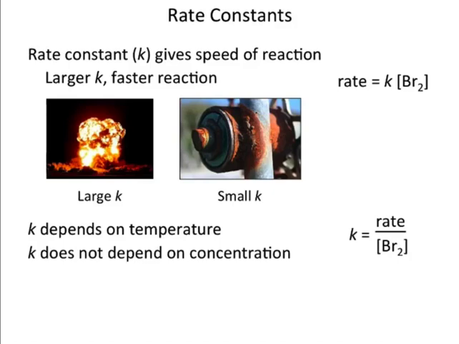So this rate constant gives you the speed of your reaction. If you have a large k, it goes really fast. If you have a small k, it goes really slowly. This makes sense because, well, here's your concentration, here's k. If k is big, you get a big rate. If k is small, you get a small rate.